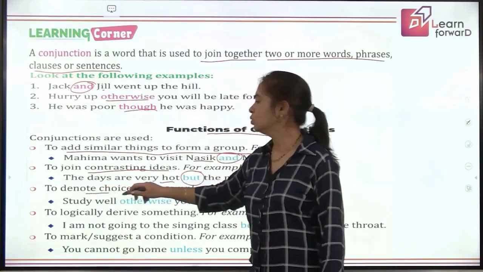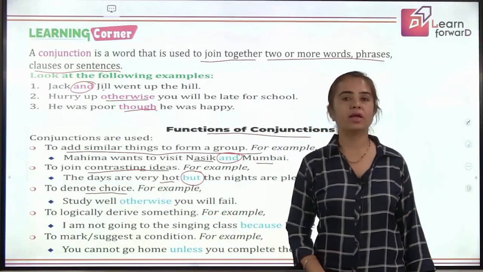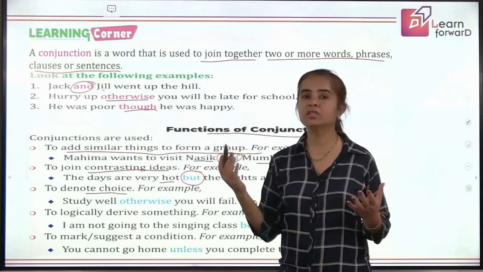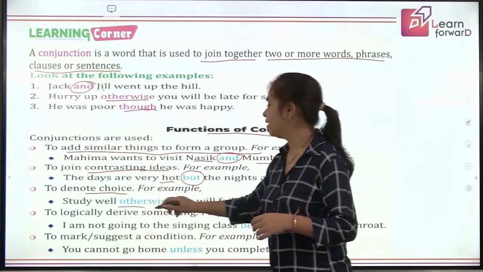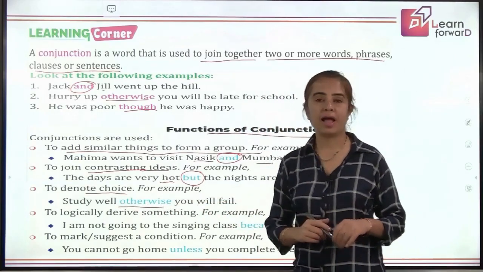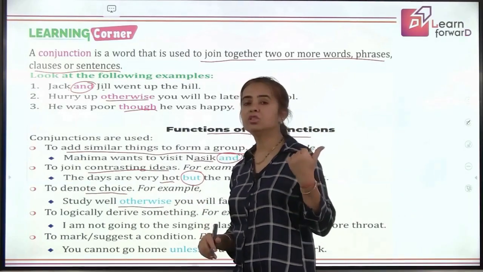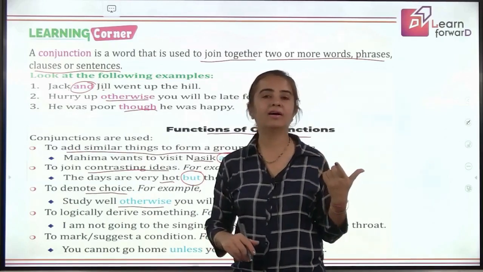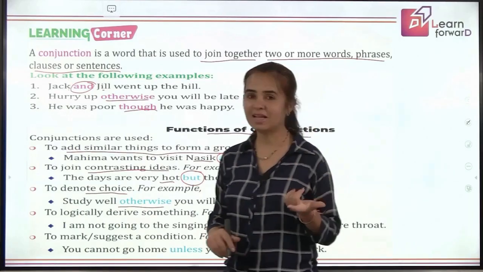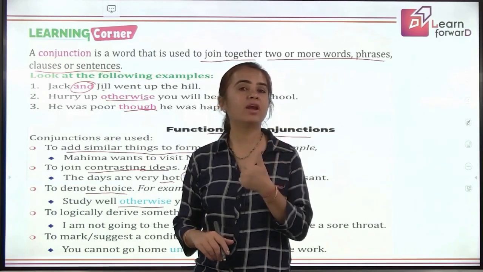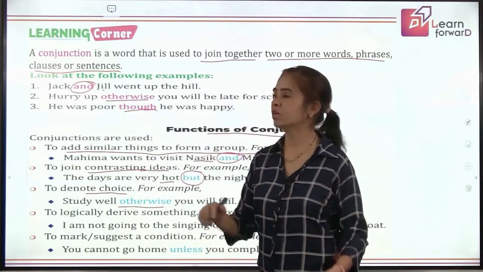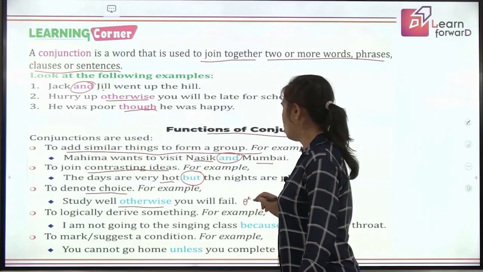We also use conjunctions to show choice. So if you have to make a choice, you use the word or. So study well, otherwise you will fail. I can also ask you, do you want a chocolate or a pizza? So here you have a choice. That means you can take just one out of these. So you have a choice. You used the word or also.